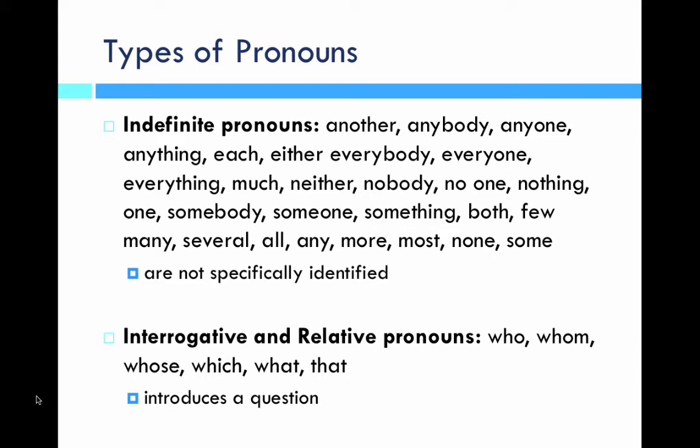And then finally, we have interrogative or relative pronouns. These types of pronouns ask a question. So, "Who just ran past here?" Who refers to whoever just ran past here, but because we don't know, it's part of a question.